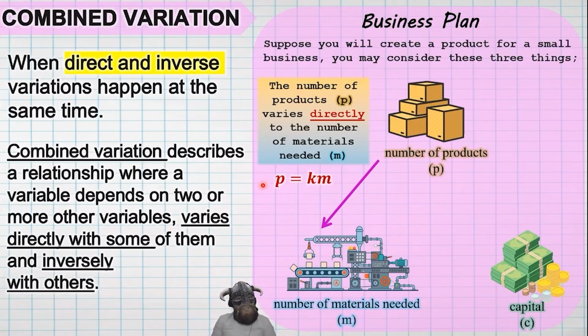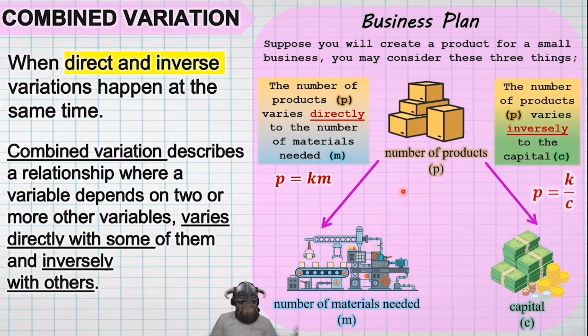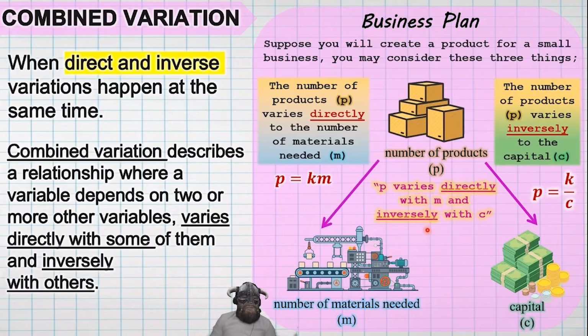If you try to understand, the number of products P varies directly to the number of materials M. So, direct variation siya pagdating dun sa number of materials tsaka number of products. But when it comes to the capital, the number of products varies inversely to the capital on that kind of business. So in this case, if we combine these two different types of variation, we can create what we call a combined variation, wherein we can say that P varies directly with M and inversely with C.